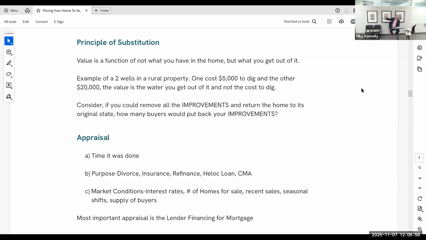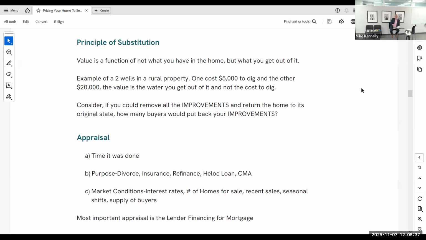And so when they're going to send somebody over, it's going to look at the time it was done, right? So in today's date, they want to know what the purpose of it was. Is this a divorce situation? Was it for insurance, refinancing, a HELOC loan, or a CMA, comparative market analysis? What are the market conditions? They're looking at what's happening in the market. We've got interest rates, number of homes for sale, recent sales, seasonal shifts, supply of buyers. So these are all things that an appraiser that's gone to university to figure out prices are going to do. And that's what they're going to send to do an appraisal on your property from the bank.